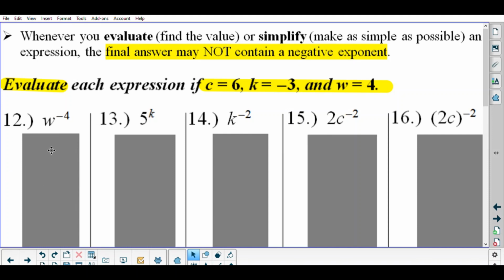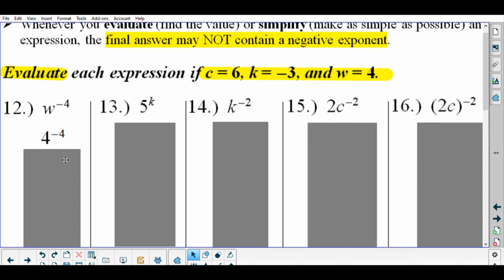Problem number 12, W to the negative fourth. Well, what is W? Look at the directions. It is 4. So this is going to substitute the 4 in for the W, and you will get 4 to the negative 4. Now, are we done? No, we are not. Remember what I just taught you a couple minutes ago. When the directions say evaluate, the final answer may not contain a negative exponent. So use what you've learned on these guided notes. What's another way of writing 4 to the negative fourth power? It is equivalent to the fraction with a numerator of 1 and the denominator would be 4 to the positive fourth power. That's what we've been learning on this entire packet of guided notes.